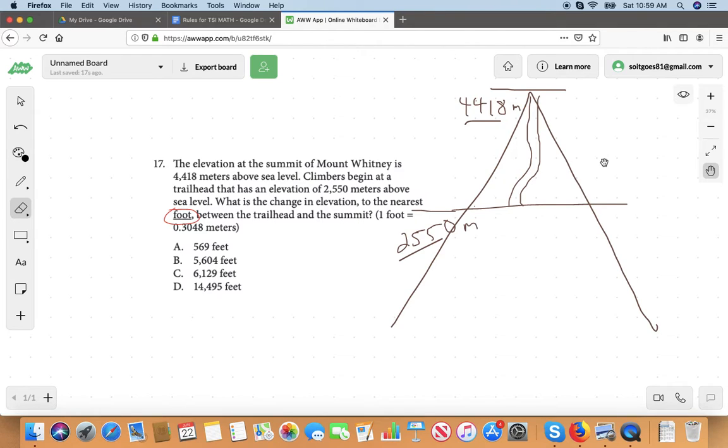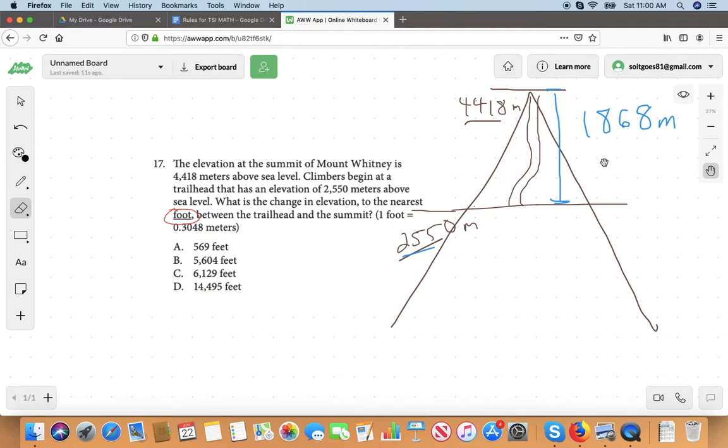Punch this into the old iPhone calculator: 4,418 minus 2,550. It's going to give me 1,868. Now I want to stop and consider this logically. 1,868 meters. Does it make sense that if I'm starting at an elevation of 2,550 meters and I go up another 1,868 meters, that would give me something close to 4,418 meters? I think we can feel that out.